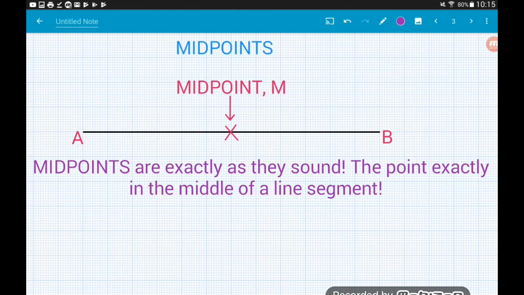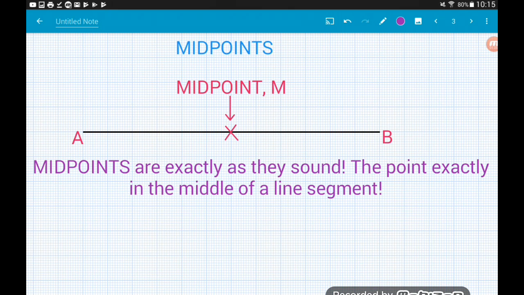And then secondly, what are midpoints? So there's no funny business going on here. A midpoint is exactly how it sounds. It is the middle point between two other points. So we usually call it M. Midpoint, makes sense. And again, it is nothing more complicated than the point exactly halfway between two other points.